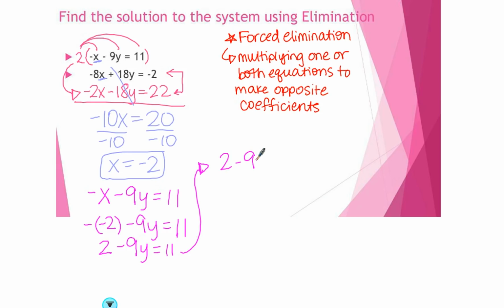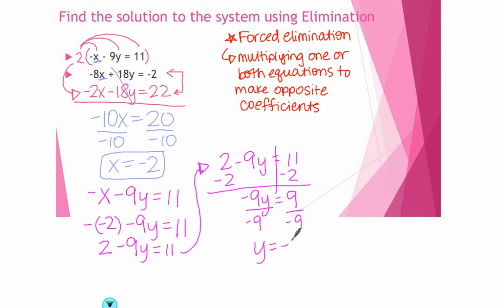I'm going to kind of take this over here. So I have 2 minus 9y equals 11. I'm going to subtract the 2 from both sides. I have negative 9y equals a positive 9. Divide both sides by negative 9, and we get y equals negative 1. Again, take the extra time to plug it into your calculator to check your answer. My final answer here would be negative 2, negative 1.